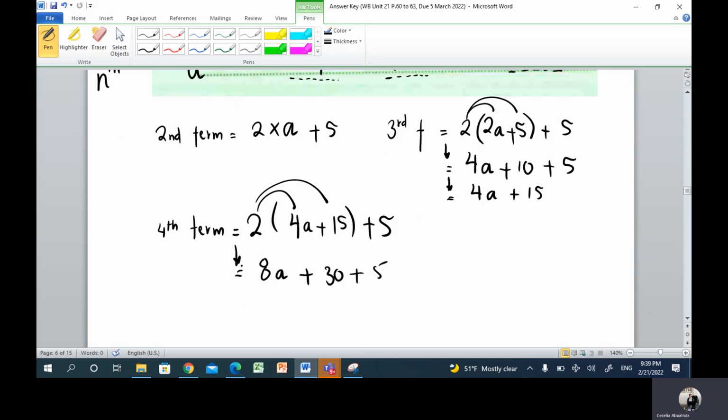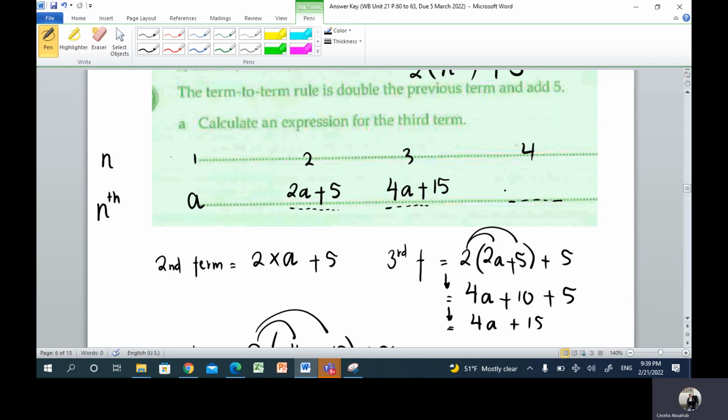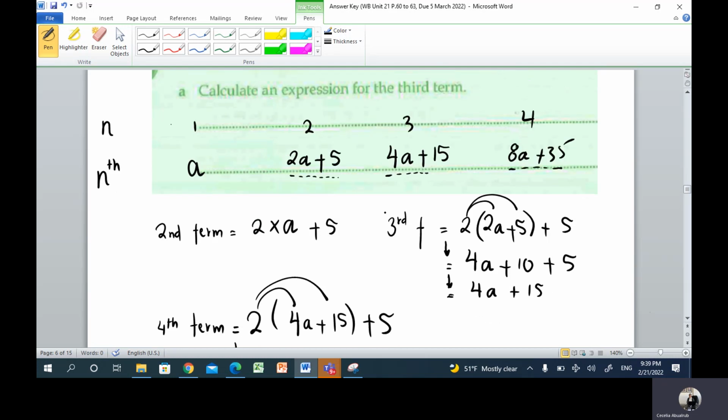And at last, this will come down to 8a plus 35. So the fourth term is 8a plus 35. Okay? All right.